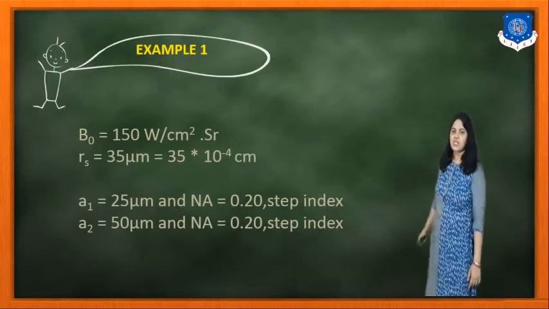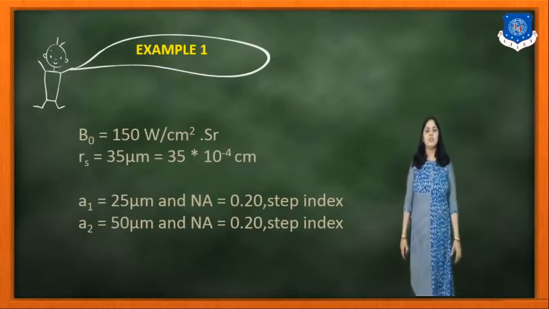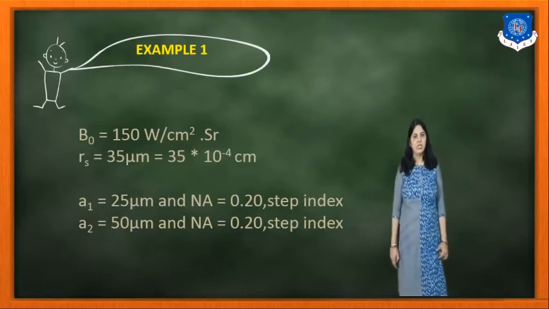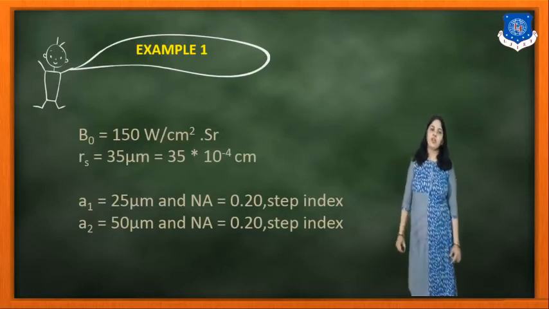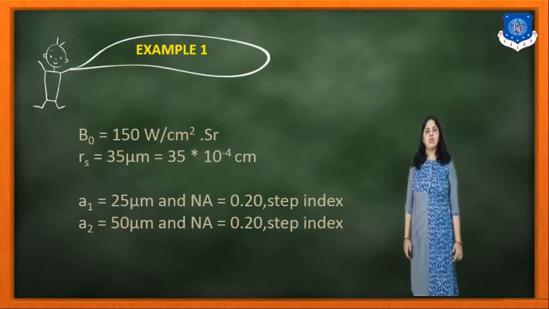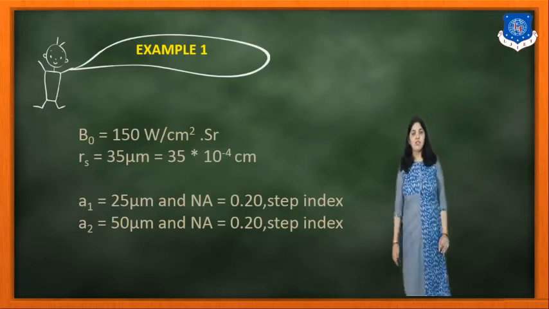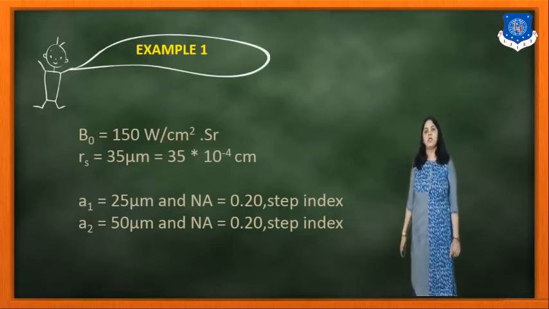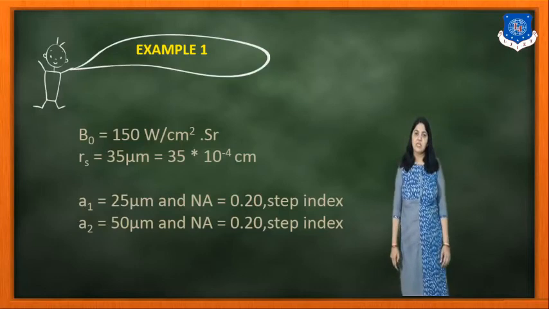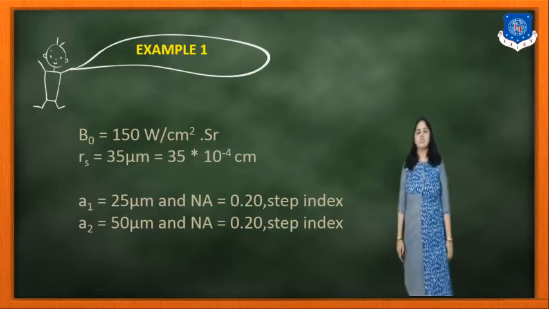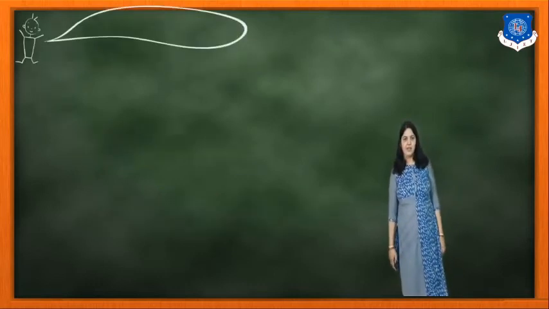So here the data given to us are B0 equal to 150 watt per centimeter square steradian, RS equal to 35 micrometer. Okay, so it is 35 into 10 raised to minus 6 centimeter. Fine. And A1 is equal to 25 micrometer, NA is 0.20 step index, and A2 is equal to 50 micrometer, and NA is equal to 0.20 step index.